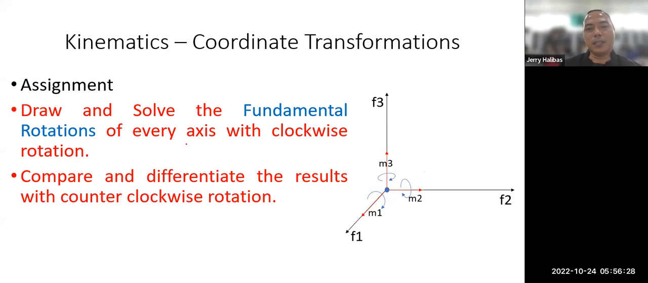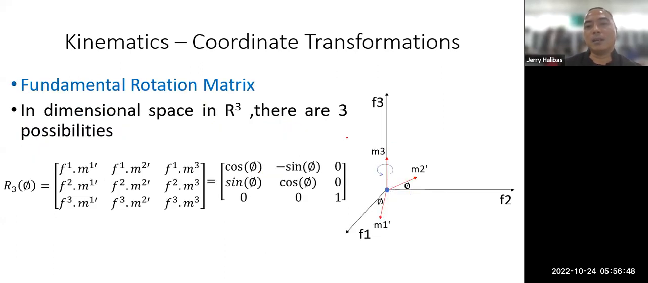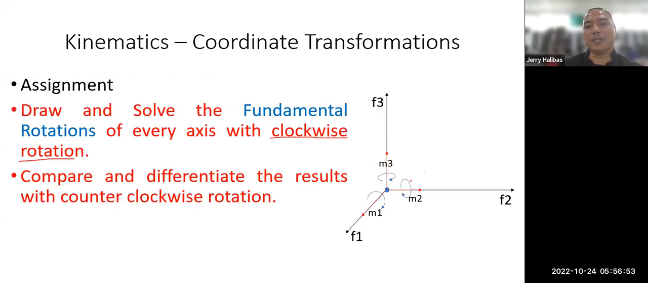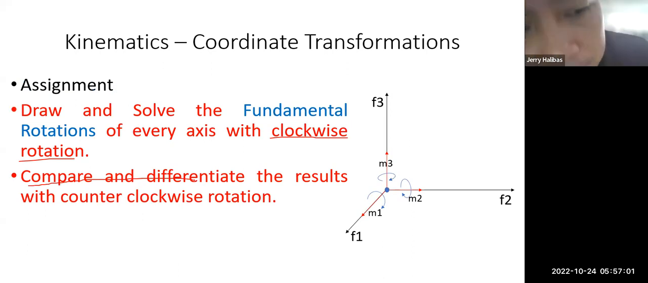Okay, so here is your assignment. Your assignment is you're going to draw what was drawn here, and solve the fundamental rotations of every axis with clockwise rotation. So take note, clockwise. Earlier, it was counterclockwise. Now it's clockwise, so they are all reversed. Then you're going to compare. Now you're going to answer this question: compare and differentiate the results with counterclockwise.